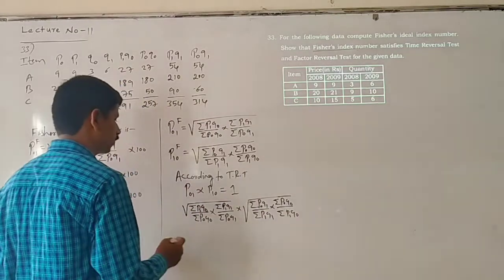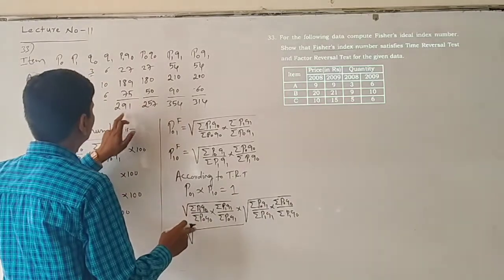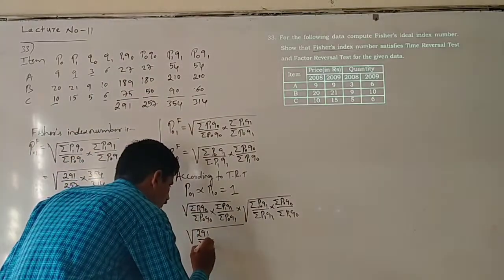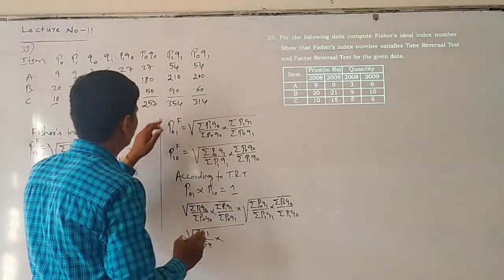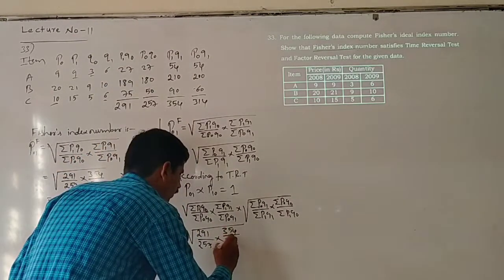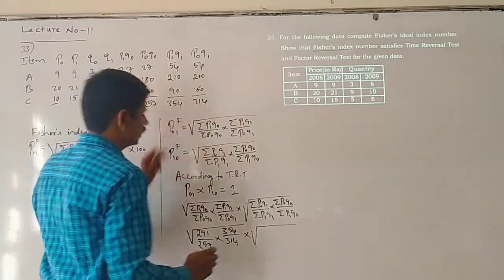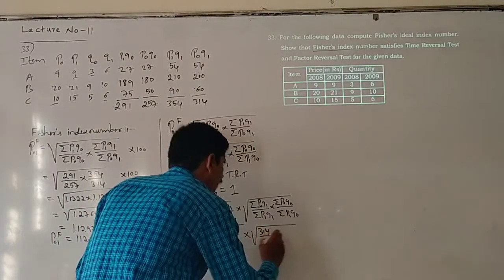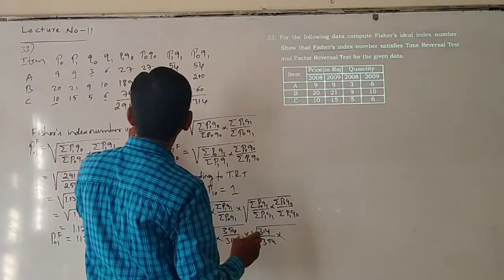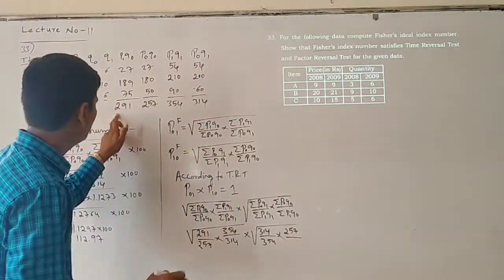Okay, here we have to substitute the values under root of sum of P1 Q0 value, which is 291, divided by P0 Q0 value, which is 257, into P1 Q1 value, which is 354, divided by P0 Q1 value, which is 314, into under root of P0 Q1 value, which is 314, P1 Q1 value, which is 354, into P0 Q0 value, which is 257, and last P1 Q0 value, which is 291.